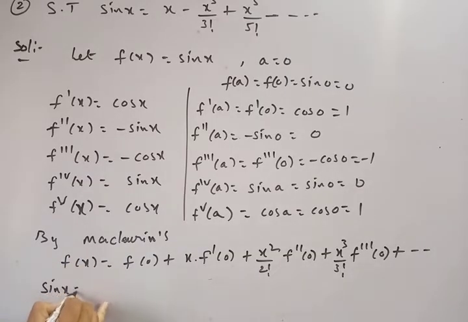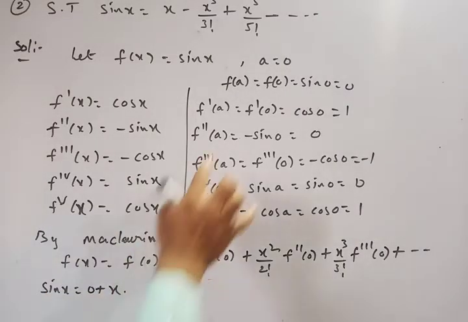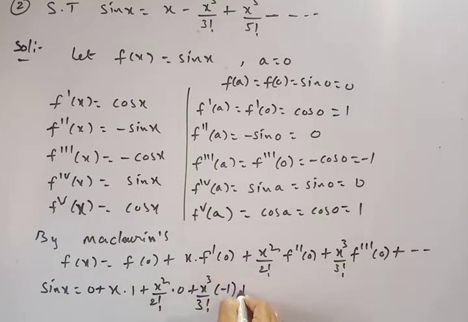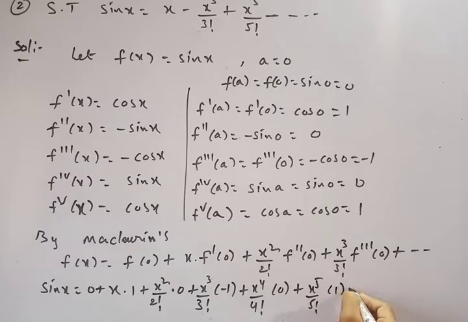f of x is sin x. f of 0, how much did I get? 0, plus x into f dash of 0, how much did I get? 1, correct? Plus x square by 2 factorial, f double dash of 0, how much did I get? 0, plus x cube by 3 factorial, f triple dash of 0, how much did I get? Minus 1, plus x power 4 by 4 factorial, f power 4 is 0, plus x power 5 by 5 factorial, f power 5 of 0 is how much? 1, plus so on. Correct?